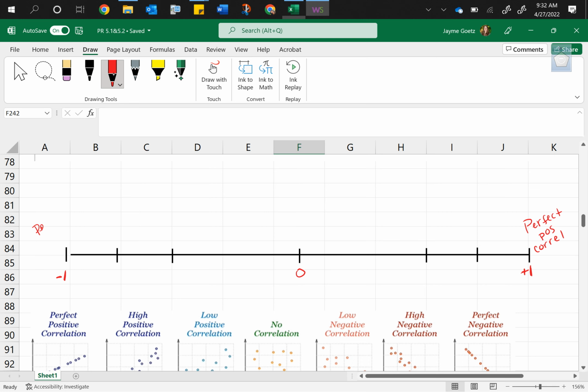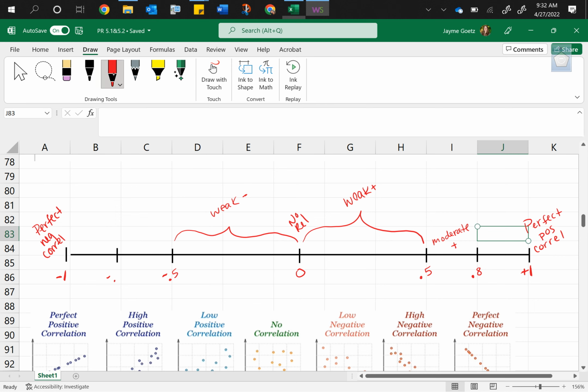Now, if we keep going, for example, if I focus on 0.8, a correlation value between +0.8 and +0.5 would be a moderate positive correlation. Same thing between -0.5 and -0.8: that would be a moderate negative correlation. And then finally, between +0.8 and +1, that would be a strong positive, and between -0.8 and -1, a strong negative.